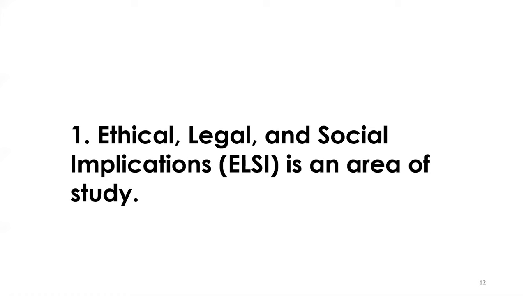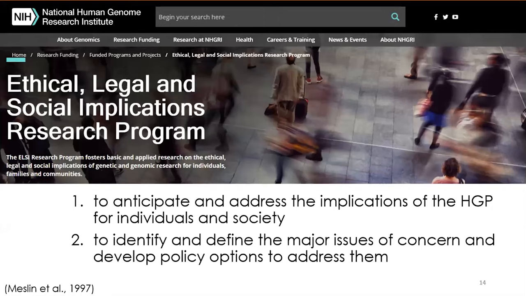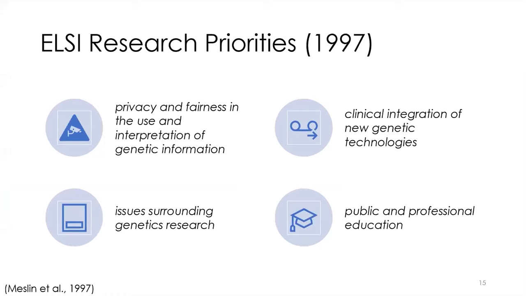So in 1993, the National Institutes of Health established the Human Genome Project, as well as the ELSI program. And James Watson, for his complex history with eugenics, did call for NIH to establish this research program, and Congress mandated a budget for it to come from the Human Genome Research Program. And as a consequence, there have been legions of bioethicists that have grown up with the evolution of DNA technologies and have been able to comment on them. Now, over the years, the work of ELSI programs has focused on privacy, on education, and primarily in the area of healthcare and clinical care.